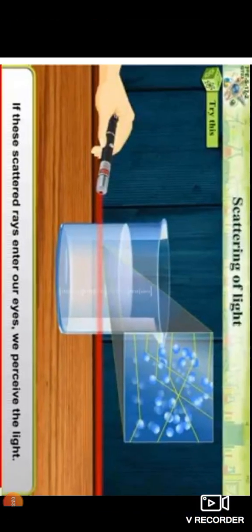So when the beam of light is passed through water which contains milk molecules, because of the molecules the beam of light gets scattered, and when the scattered rays enter our eyes, we perceive this light. Earlier, when the water was plain, there was no scattering of light as no molecules were present, so we were not able to perceive the light. But when I added a drop of milk into it, because of the scattering from the molecules, we can perceive the light.